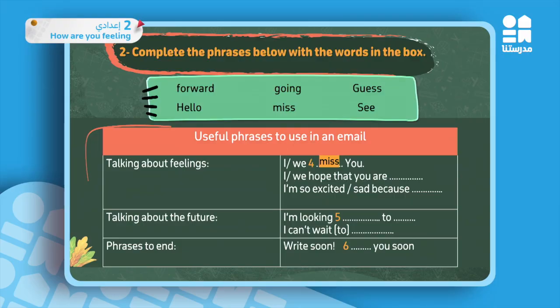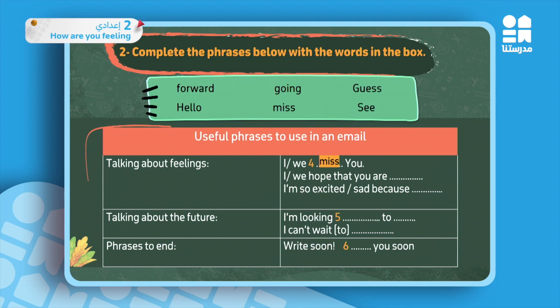Okay? So this is a way of how you express your feelings towards anything. And also we can talk about the future. What phrases can we use to talk about the future? The following. I am looking. Can you remember the phrase? It's so easy for you, I guess.